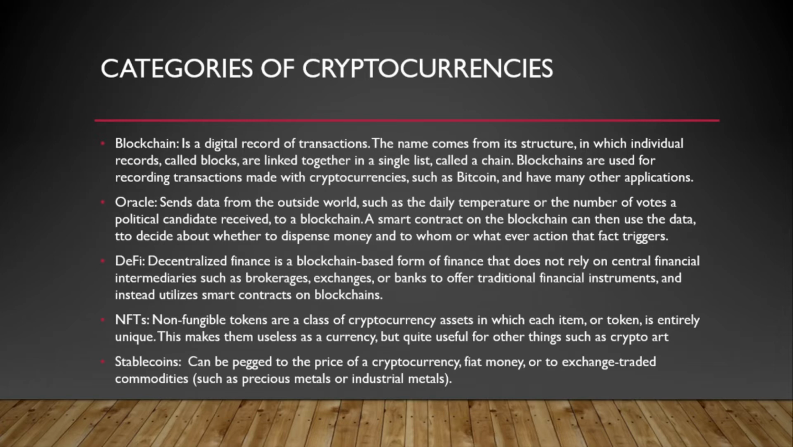NFTs, or non-fungible tokens, are a class of cryptocurrency asset in which each item or token is entirely unique. This makes them useless as a currency, but quite useful for other things such as crypto art. Stablecoins can be pegged to the price of a cryptocurrency, fiat money, or to exchange traded commodities such as precious metals or industrial metals.